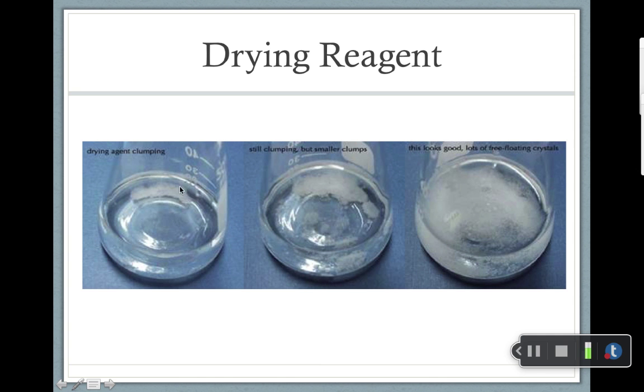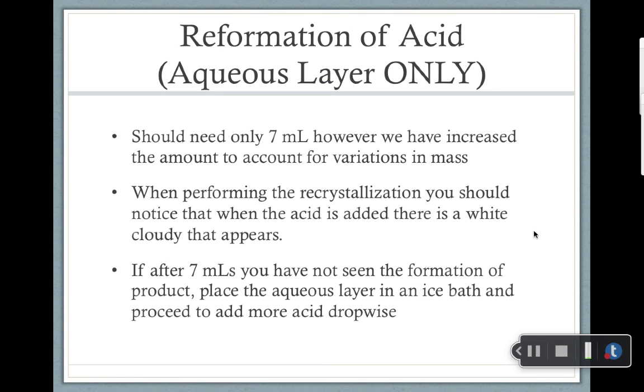So here are good examples. They've added about a spatula tip, maybe a little less at this point, so you want a little more than that to begin with. It's beginning to clump at the bottom. That means that it's pulling in the water. It's still clumping, so you want to add more if you have something that looks like this. This looks pretty good. Some of it's floating in solution, and some is stuck at the bottom, but that ultimately means that you're pulling out the water that's in there.